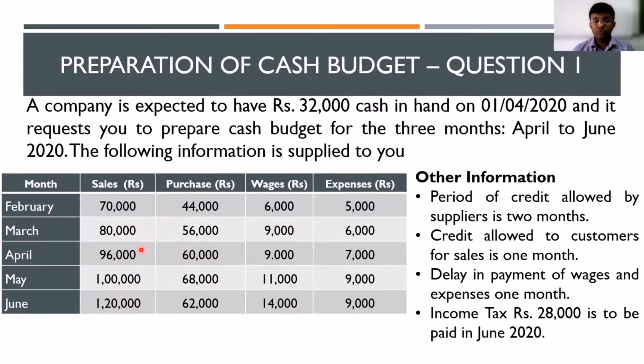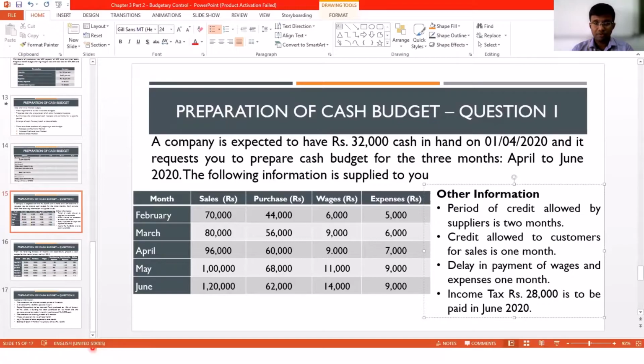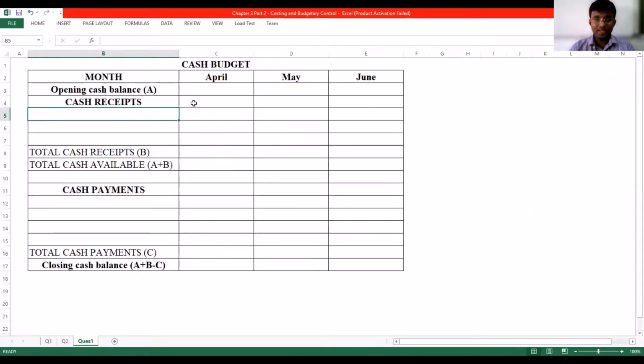So now let's start off with the preparation of the cash budget. Let's quickly prepare the format together. I have prepared the format over here, and let's look at this one by one. We have the opening balance, then the next section, which is cash receipts. Then we have to calculate total cash receipts, then check out total cash available. Then we have cash payments, and we have to deal with the cash payments.